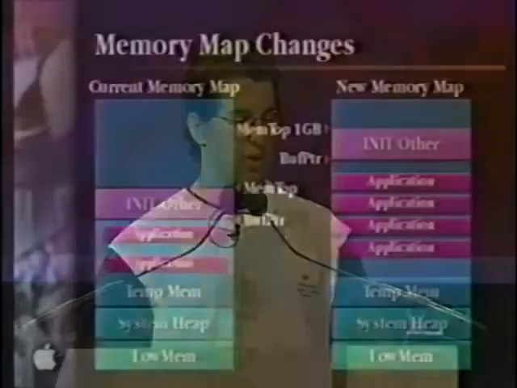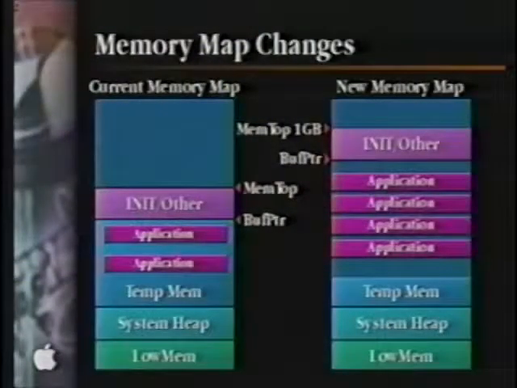So this is what that memory map is going to look like. The current memory map, where application heaps are in temp mem and everything is contiguous from 0 all the way up to memtop. And then the new memory map, where you've got low mem, system heap, and temp mem all joined together to present the same image to the system for compatibility, but then the application heaps are just allocated out in space, and then buff pointer and memtop up at the top.